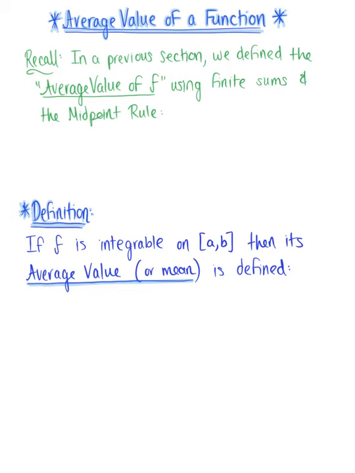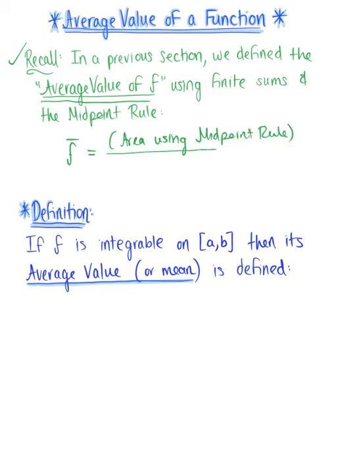So let's recall that in a previous section, we defined the average value of a function using finite sums and the midpoint rule. We can recall that the average value of a function, which we shorthand denoted as f with a bar on the top, we defined as the area using the midpoint rule, so that midpoint rule with finite sums. And this was all divided by the length of the interval.